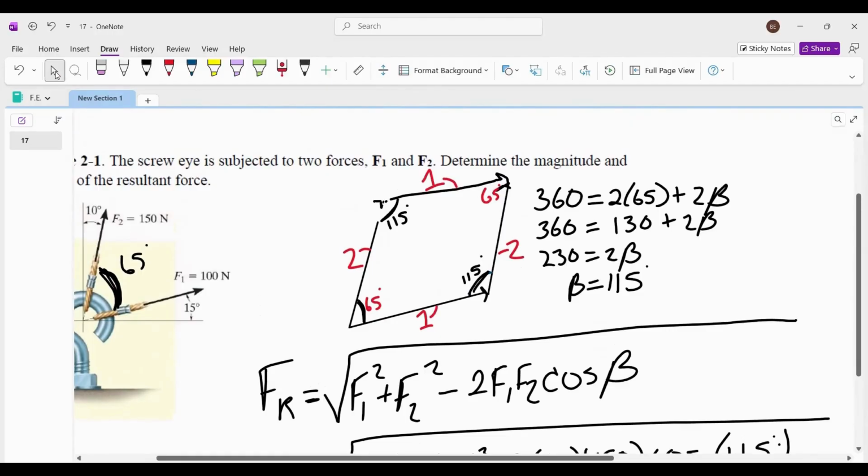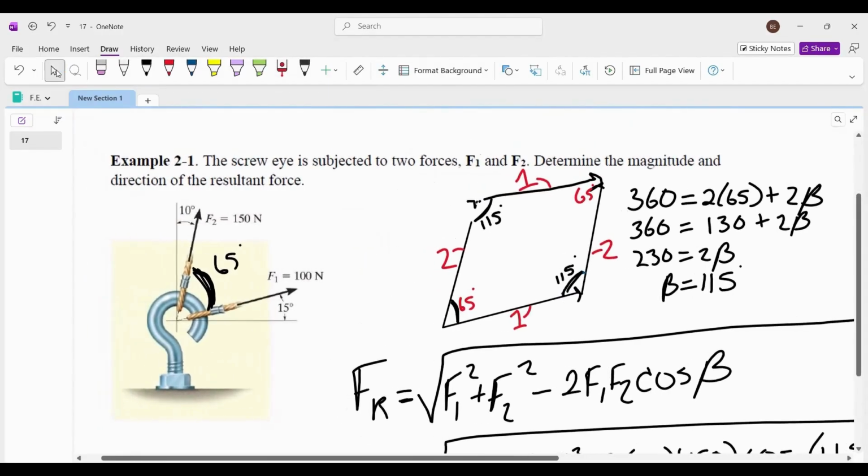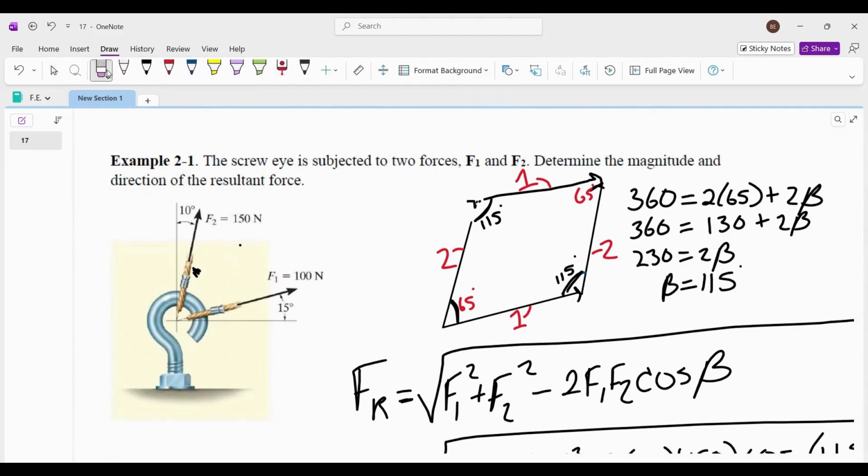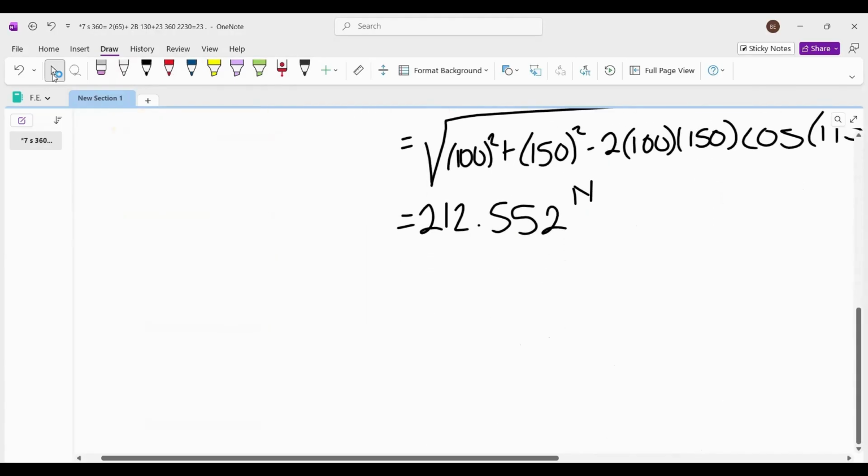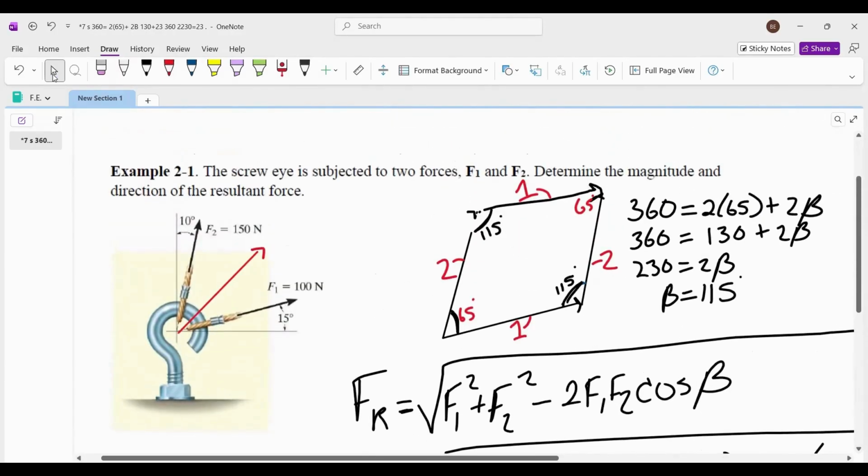So with that, we already determined the magnitude of the resultant force. But here it's also asking us to find the direction of the resultant force. So what we're going to do is, right here, our little resultant force, we already found the magnitude of it, which was 212.6.